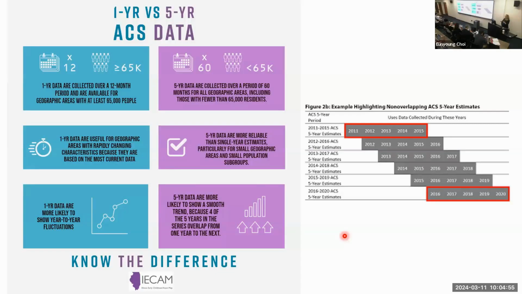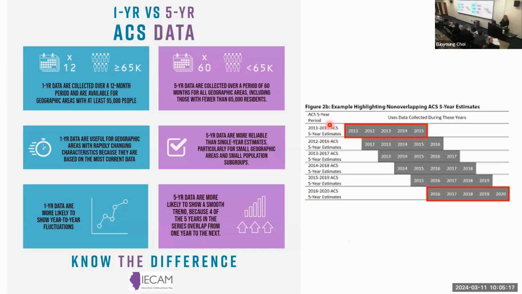Thinking in terms of your research questions, if you're really interested in some kind of annual change that's happening, you'll want to use the 1 year estimates, obviously. And you should keep in mind that the 5 year estimates are more reliable because it's combining all of those samples, so it's lowering the error. But there is some overlap, so you're likely to get a smoother distribution.